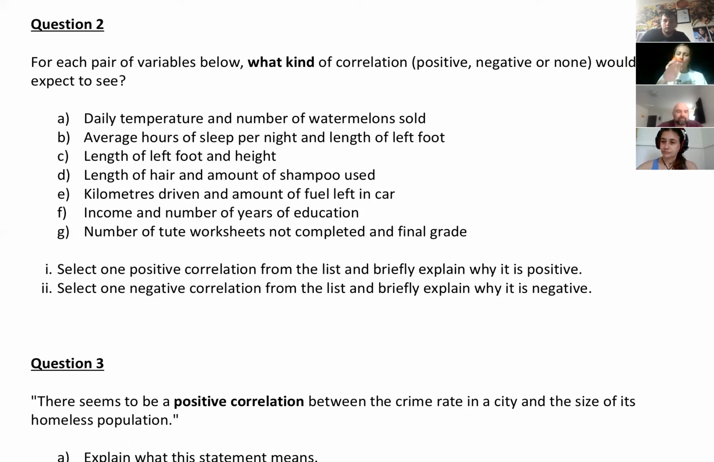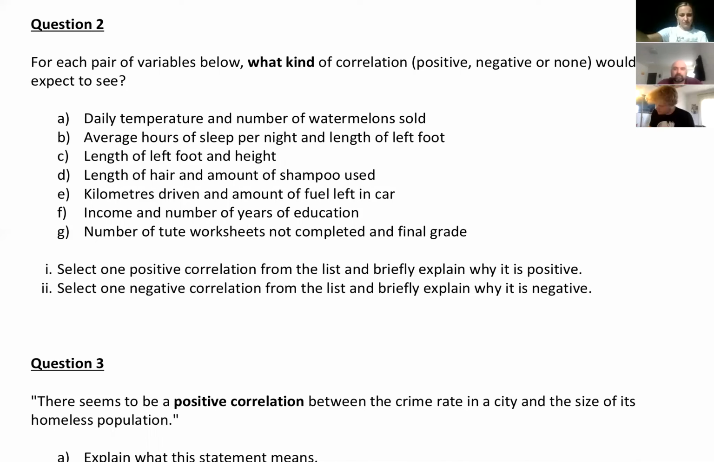So when D says length of hair and amount of shampoo used, those are 2 variables, right? They're 2 things that could vary, that we could measure, that would change from person to person. And when we're asking, is it a positive correlation or a negative correlation, imagine what happens if one of the variables is quite big. So if we imagine that someone has really long hair, what can we say about the amount of shampoo they use? Would you expect them to use a lot of shampoo or a little shampoo? A lot. Okay, so if they have long hair, you'd expect them to use a lot of shampoo.